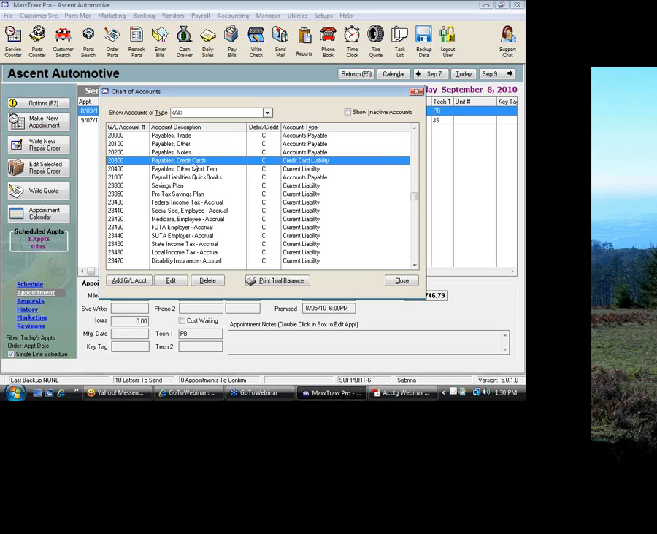Now payables, other short term. This is just another account that you can use to track money that you may owe somebody else, another loan, that kind of thing. Rex, do you want to talk to this one at all?